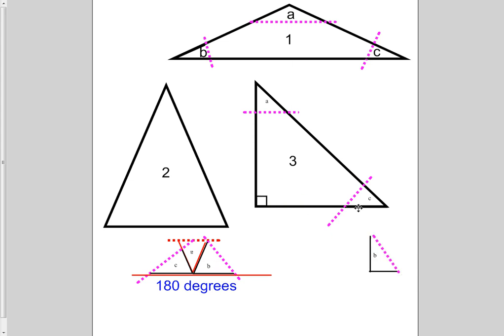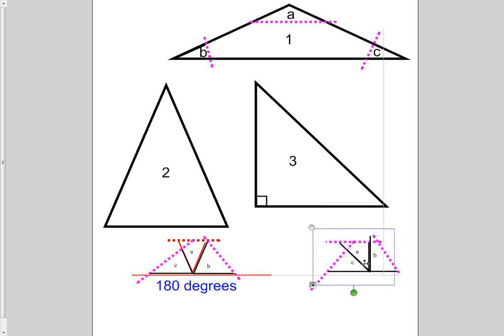If I take angle B, take angle C from here, and then do the same thing, take angle A, flip it around so it sticks in between there, make sure I line up all my vertices. And there again, my angles form a straight line, which is 180 degrees.